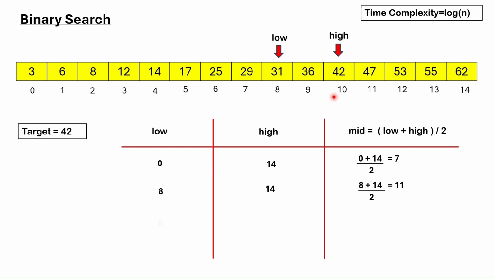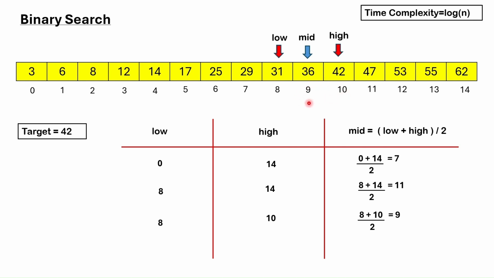Now low is 8 and high is 10. For searching, we again calculate mid. It will be (8 plus 10) by 2, and that is 9. This will be my mid. Now again, what am I searching for? I am searching for 42, but this is 36. So 42 is greater than 36, so my answer will be present in the right portion of the array.